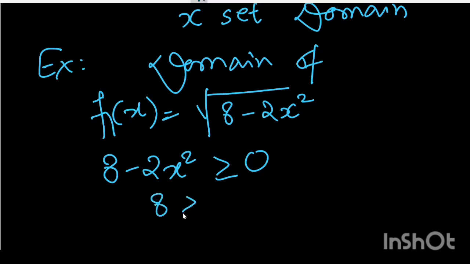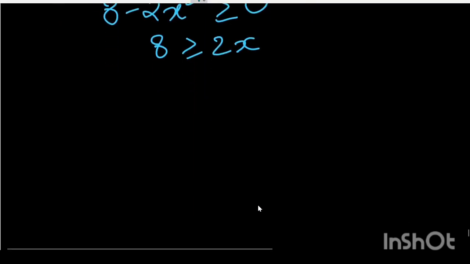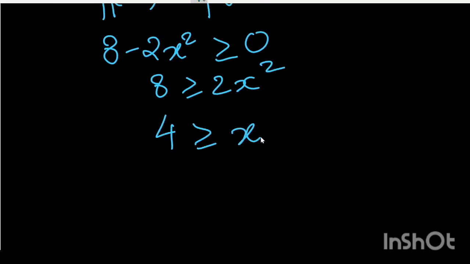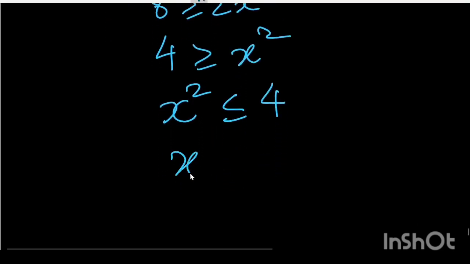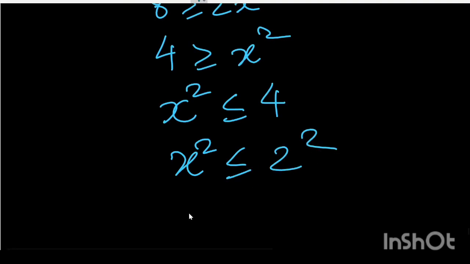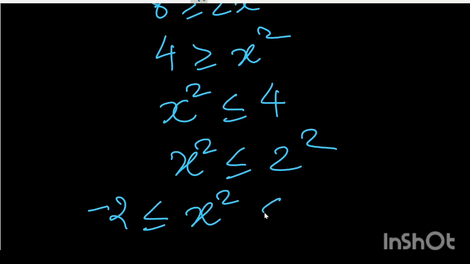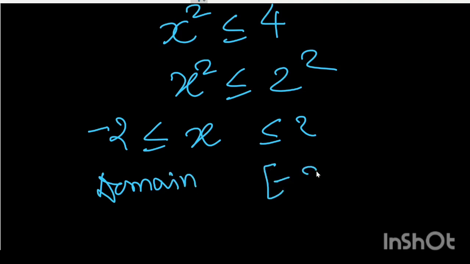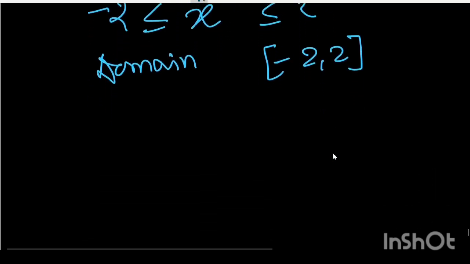Okay, we need to apply the constraint greater than or equal to 0. So if you solve this, 2x square, what we obtain after solving it is 4. 2 and 2 get cancelled. Equivalently, x square less than or equal to 4, which is x square less than or equal to 2 square. X square less than or equal to a square we can apply, which gives minus 2 to plus 2. So x between minus 2 to plus 2. So the domain is minus 2 to 2. That is the set of values of x for this. Okay, that is the domain.